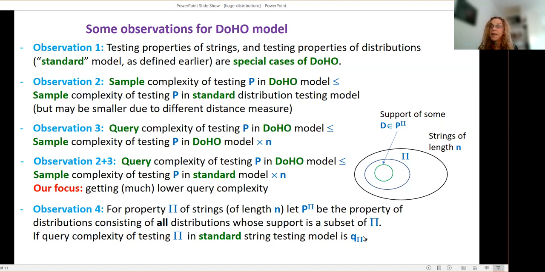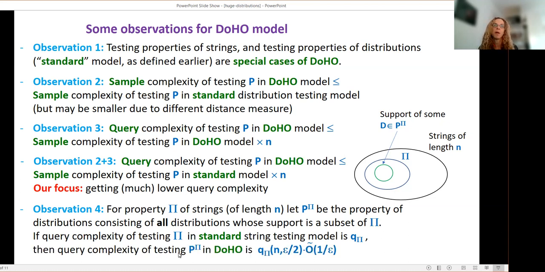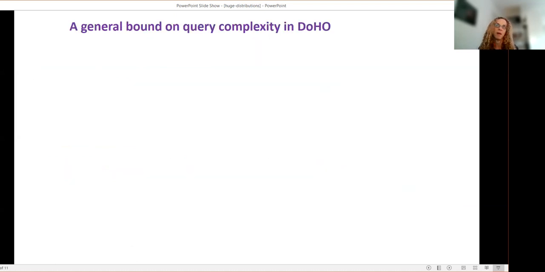then the observation, which is a bit more of a claim since it requires a short proof, is that the query complexity of testing this property of distributions in the DOHO model is roughly a 1 over epsilon factor times larger than the query complexity of testing the corresponding property of strings. Okay, so we have several observations. Let's now go into the results that we have in the model on top of these observations.